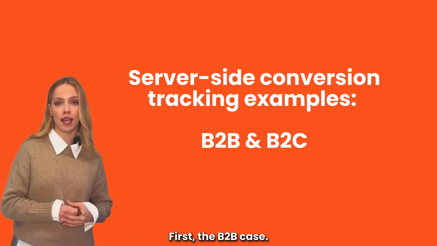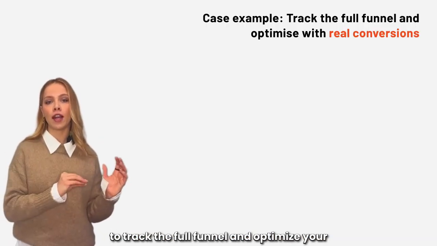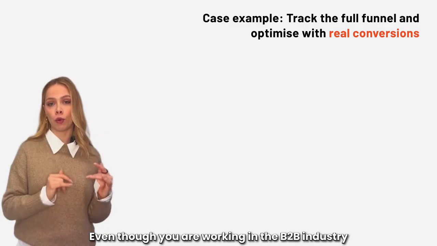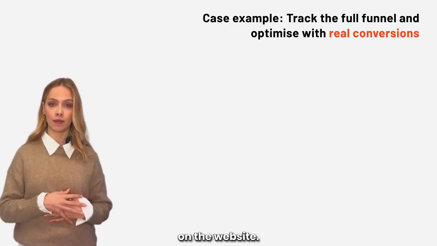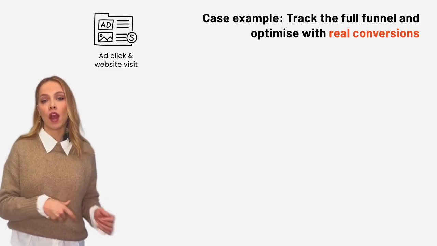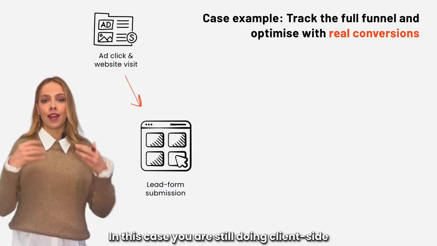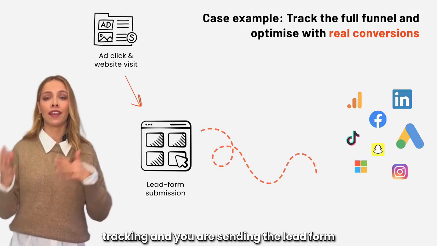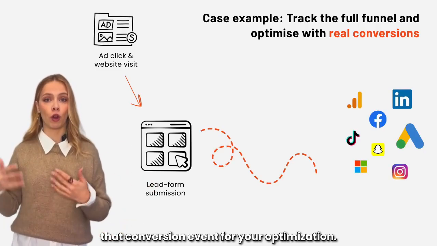First, the B2B case. The case example is that you want to track the full funnel and optimize your advertising with real conversion, even though you are working in the B2B industry where purchases rarely happen on the website. The process is this. People click on your ads and end up on your website. On the website, they click around and finally do a lead form submission. In this case, you are still doing client-side tracking, and you are sending the lead form submission to the ad platforms, and you use that conversion event for your optimization.